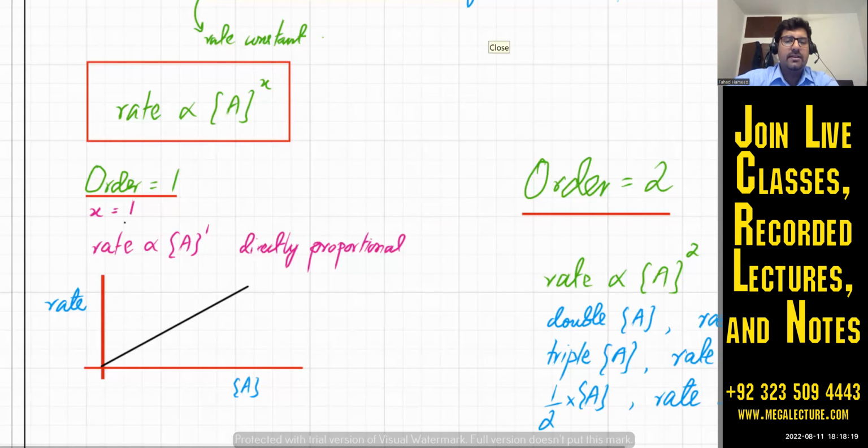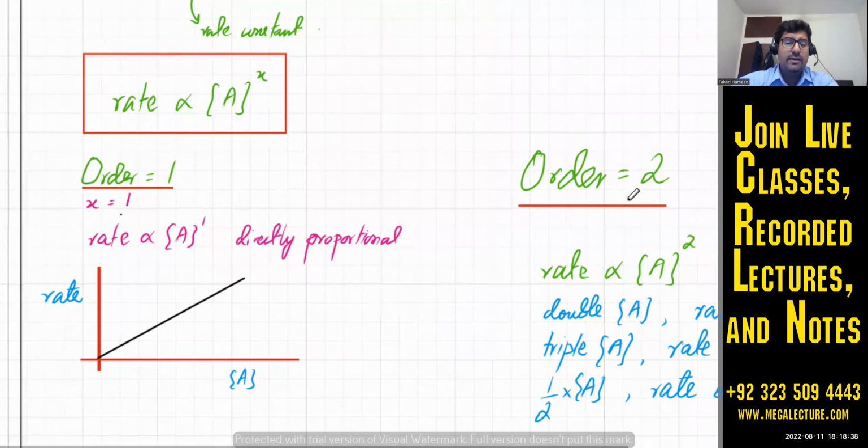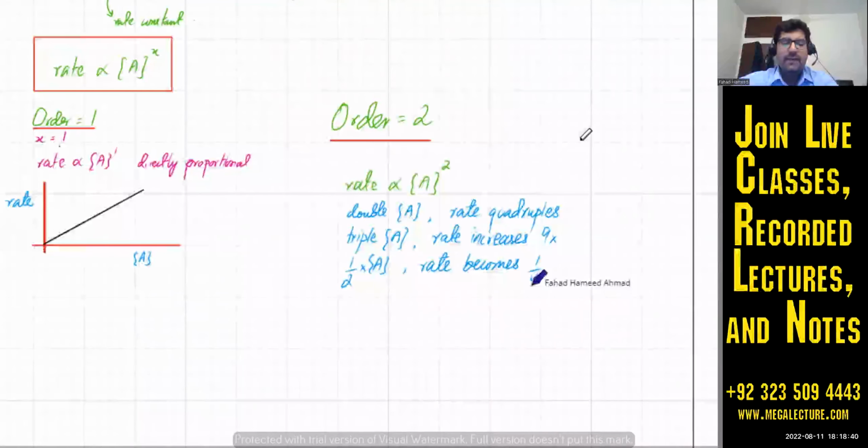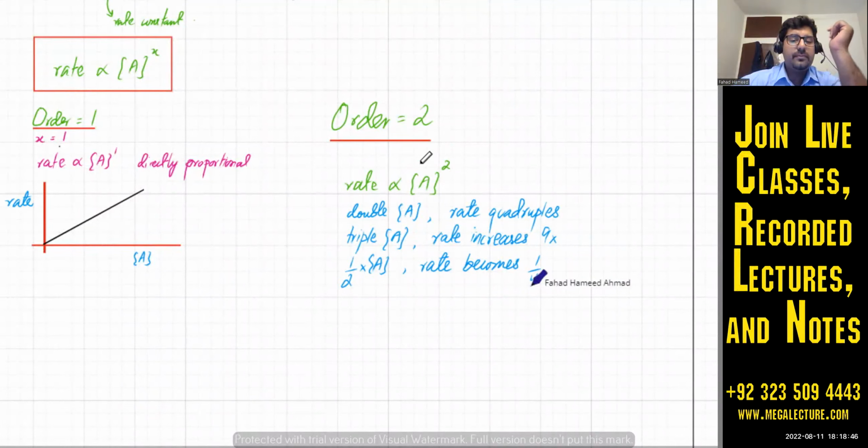That's a different story. Right now, I'm just introducing order at the moment. So we're going to explain and go into a lot more detail, like how do you figure that out? Right now, I'm just introducing what order is. So you've got order 1, you've got order 2. So when you see order 2, how do you figure that out? That's a different story. We'll talk about that later. 2 means the relationship is this.